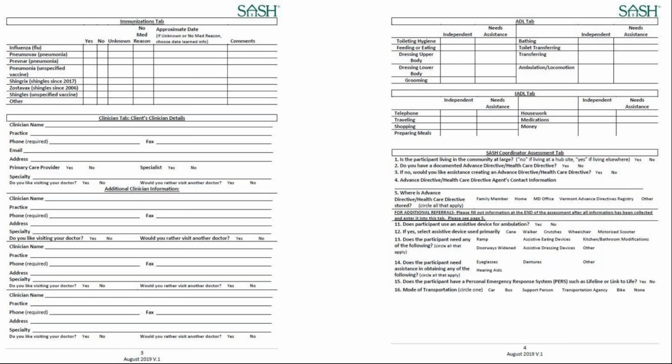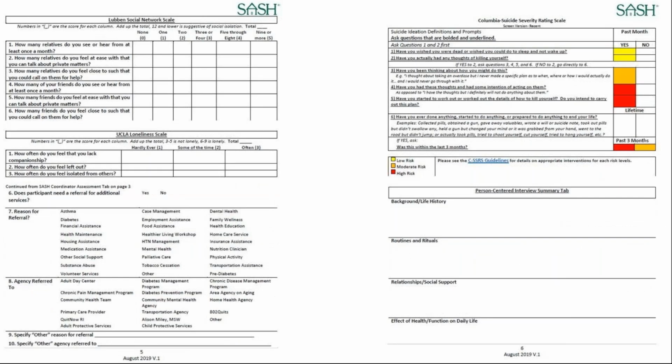And then we have the clinicians. So the SASH coordinator would collect information about the participant's clinicians. On page 3, and then page 4, we have the ADL tab and the IADL tab, which is new. The SASH coordinator assessment was back there.